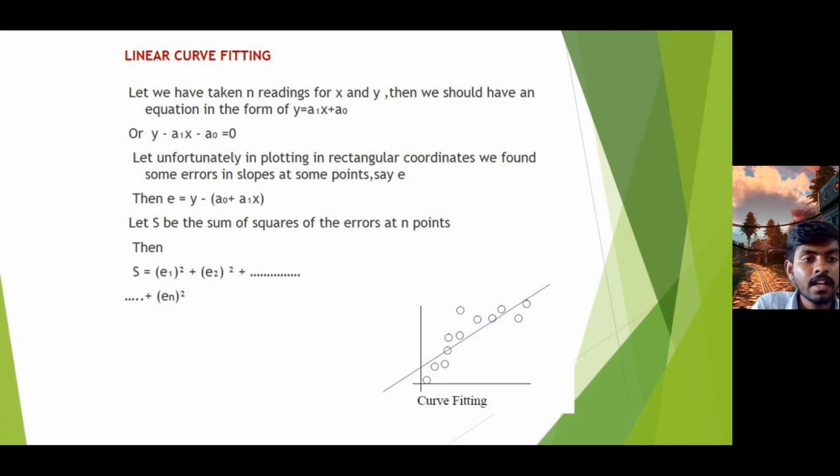Here we have taken n readings for x and y of some line or some function. Then we should have an equation in the form y = a1x + a0, or we need to turn the equation into this form. Unfortunately, we have some errors. We represent the error with e, which is equal to y minus (a0 + a1x), and we sum up the errors after individually squaring them, and we equate that to one variable, which is S.